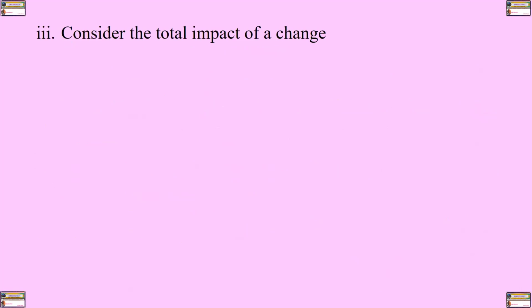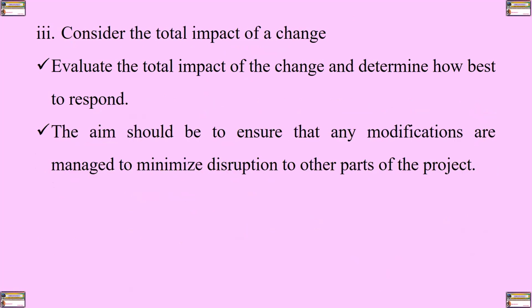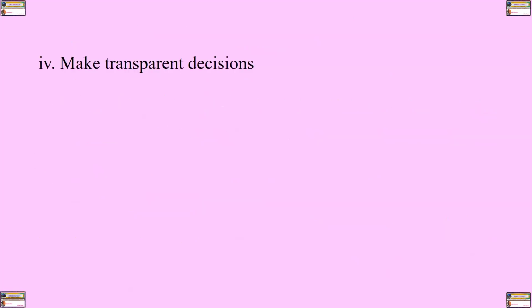Number three, consider total impact of the change. Evaluate the total impact of the change and determine how best to respond. The aim should be to ensure that any modifications are managed to minimize disruption at other parts of the project. This requires taking into account any dependencies between tasks and considering potential risks associated with making changes.